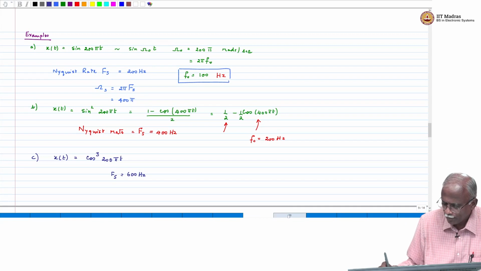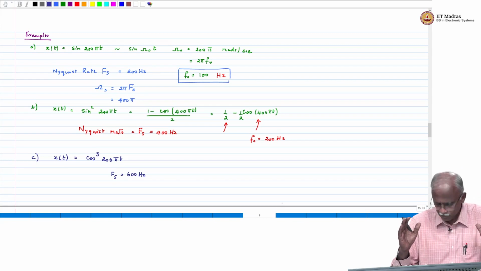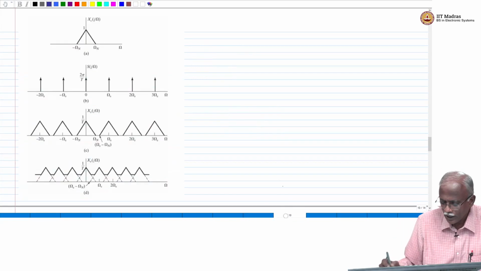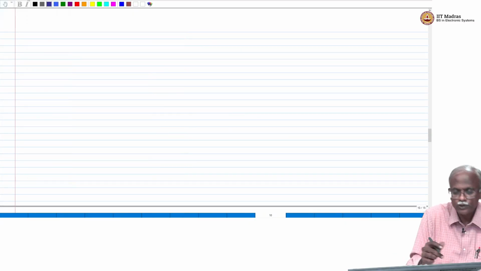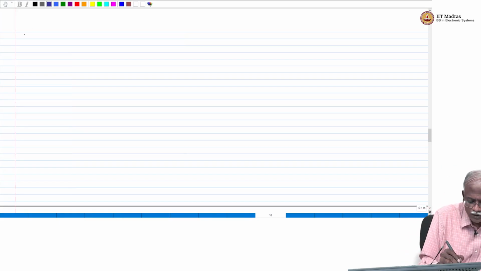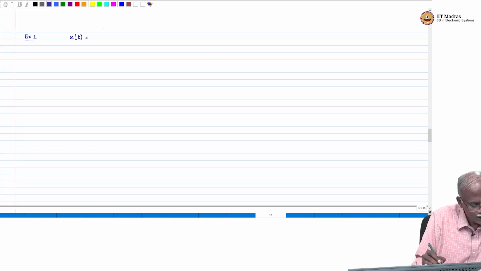Let's look at a little bit more involved cases, where the application of the Nyquist theorem requires a little bit more insight into the signal that we are working with. So let us take a look. This is example number 2. In example 2, we are given that x of t is equal to sinc 200t.